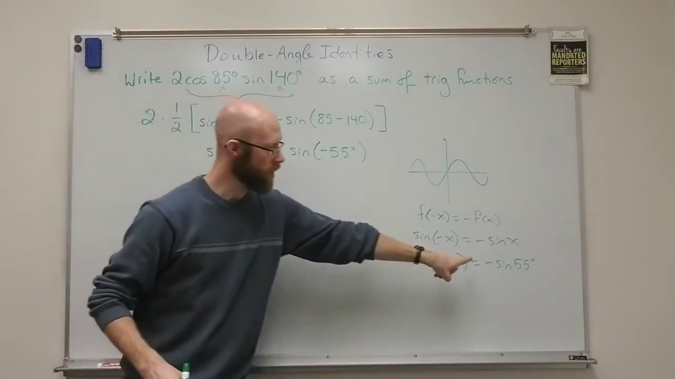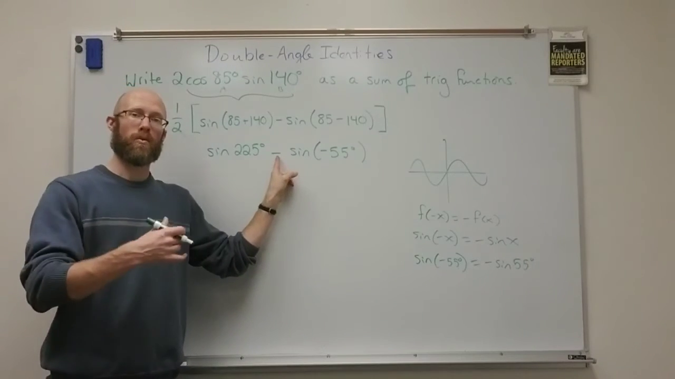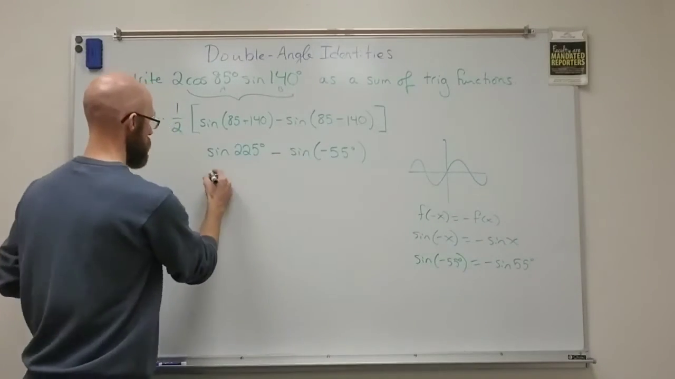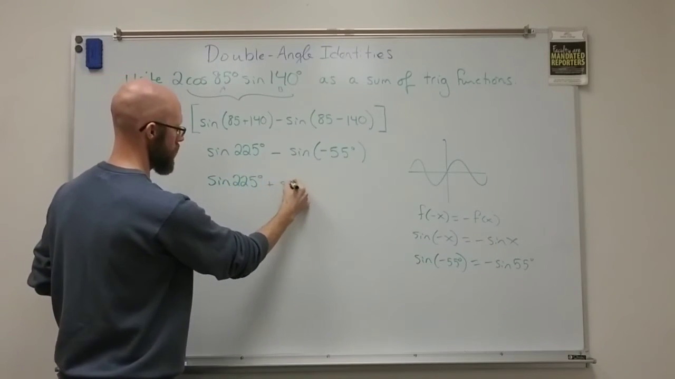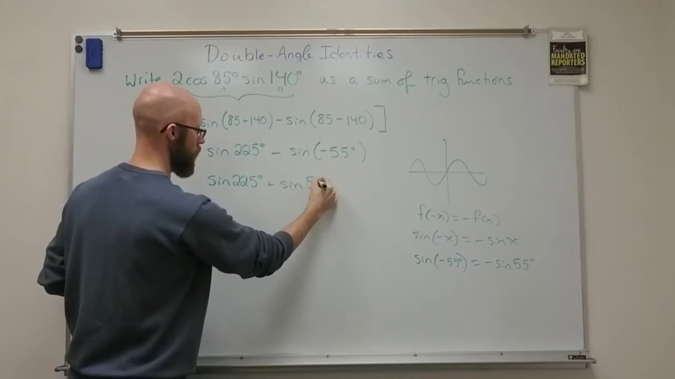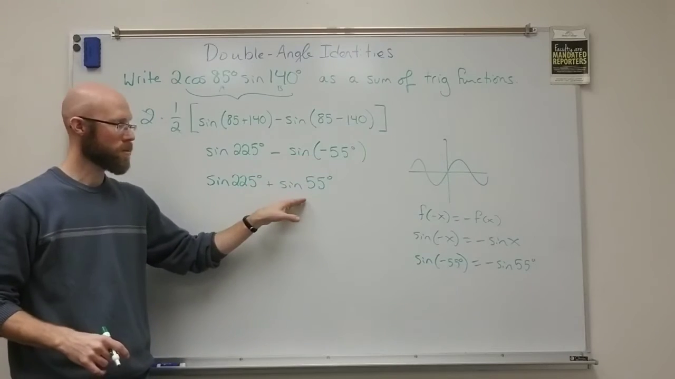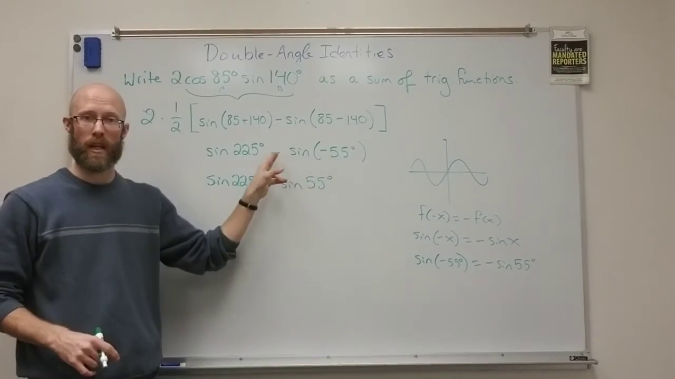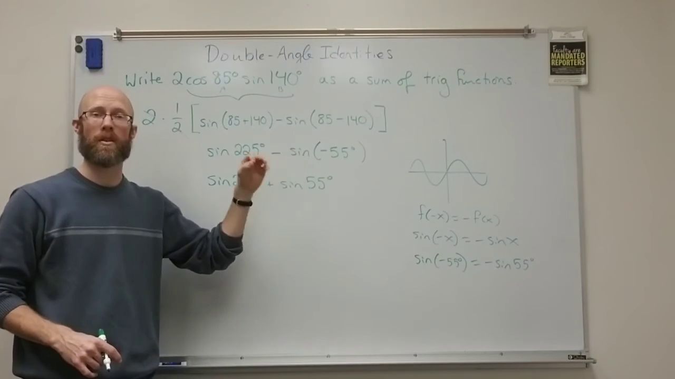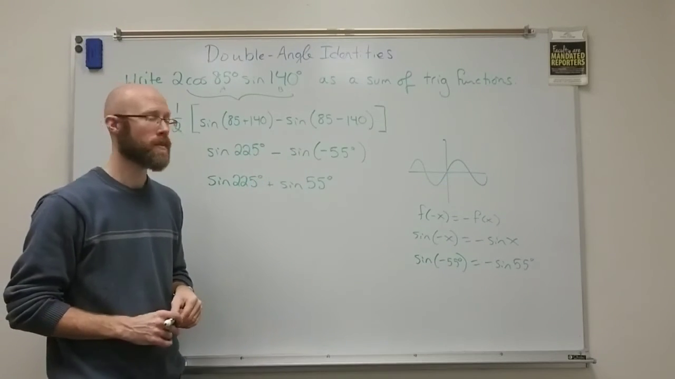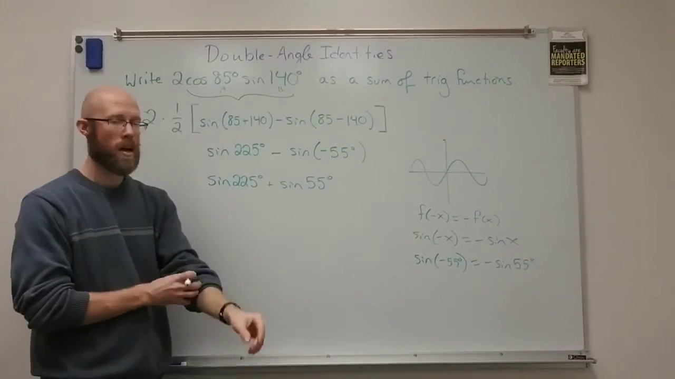And so that negative, along with the subtraction that's here, is a double negative, which produces a plus. And so this is equivalent to the sine of 225 plus the sine of 55. Okay? You can pull the negative out of a sine, but not a cosine. Right? Sines and tangents you can do that with, but not cosines. All right? And this is our final answer. It's now the sum of 2 different trig functions.